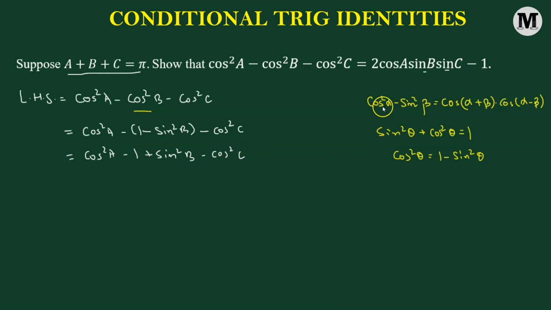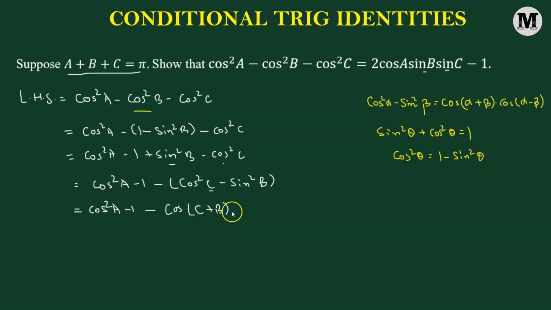Now here we need cosine squared alpha minus sine squared beta. So we're going to keep the first two terms as they are, cosine squared A minus 1, but we're going to take negative as the common factor and combine the third and the fourth term. So this gives us negative times cosine squared C minus sine squared B. Now we can apply this particular formula. So this is going to give us cosine squared A minus 1, and we have negative. C can be assumed to be alpha and B will be beta. Then we should get cosine of C plus B multiplied to cosine of C minus B.